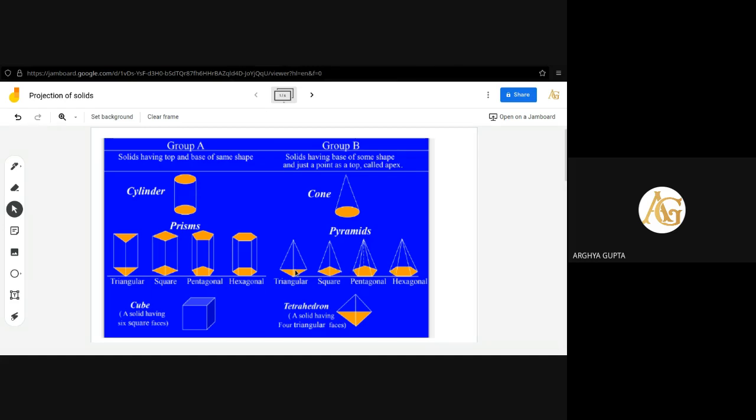The difference between prism and pyramid is that a prism has two similar bases, but a pyramid has only one base and a number of triangular faces, and the number of such faces equals the number of sides of the polygon. For a pentagon, 5 triangular faces; for a hexagon, 6; for a square, 4; and for a triangle, 3.